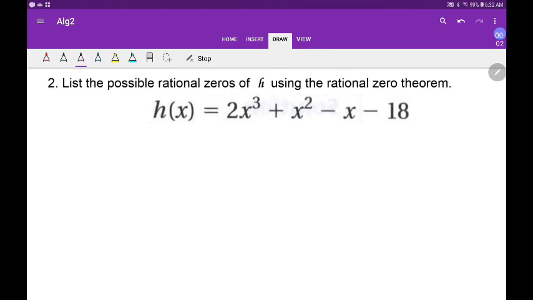So list all the possible rational zeros of h, the function, using the rational zero theorem. So we take the last number, the constant, assuming it's going in order: x to the third, x squared, x to the 1, x to the 0. As long as it's going in that order, the last thing, the constant. And we're going to say factors of 18.